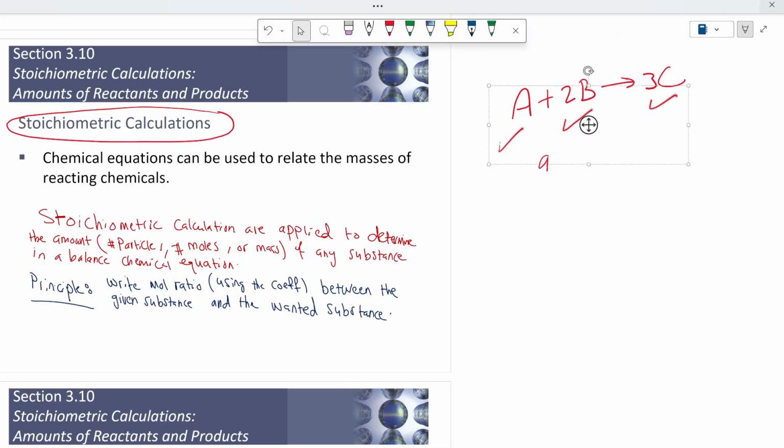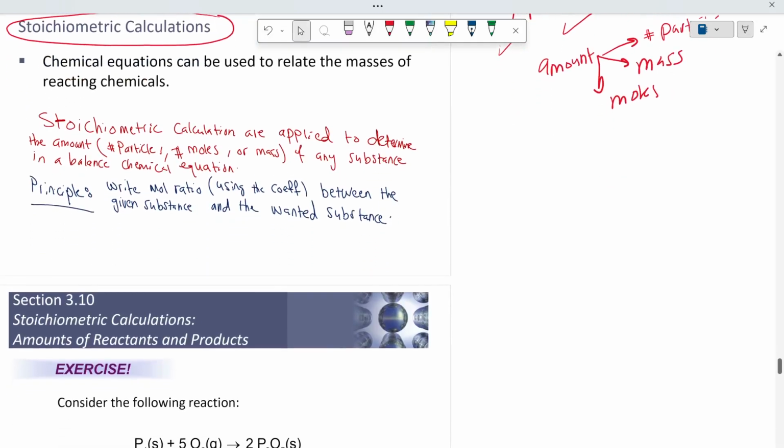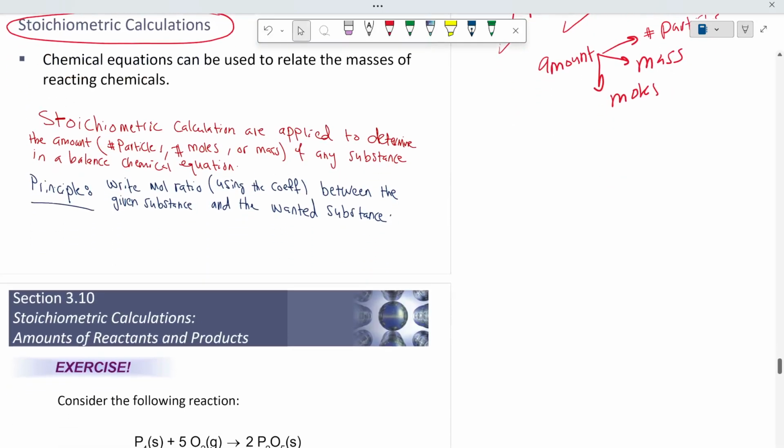And when we say amount, don't forget again, amount has 3 meanings. We explained it at the beginning of the chapter. We said that the amount may be the number of particles or mass or moles. So if the question asks you to determine particles or mass or moles of A, B, or C, then you should apply the stoichiometric principle. What's the stoichiometric principle? It's listed here. The stoichiometric principle is applied to determine the amount of particles, moles, or mass of any substance in a balanced chemical equation.